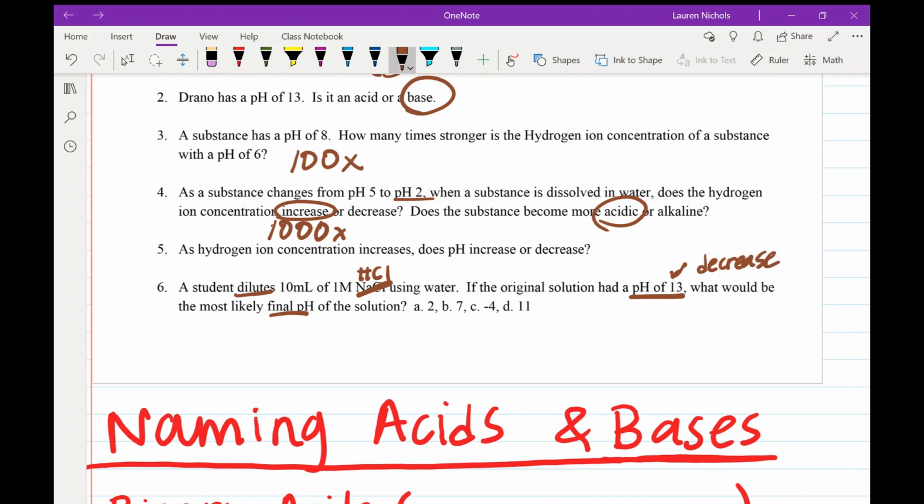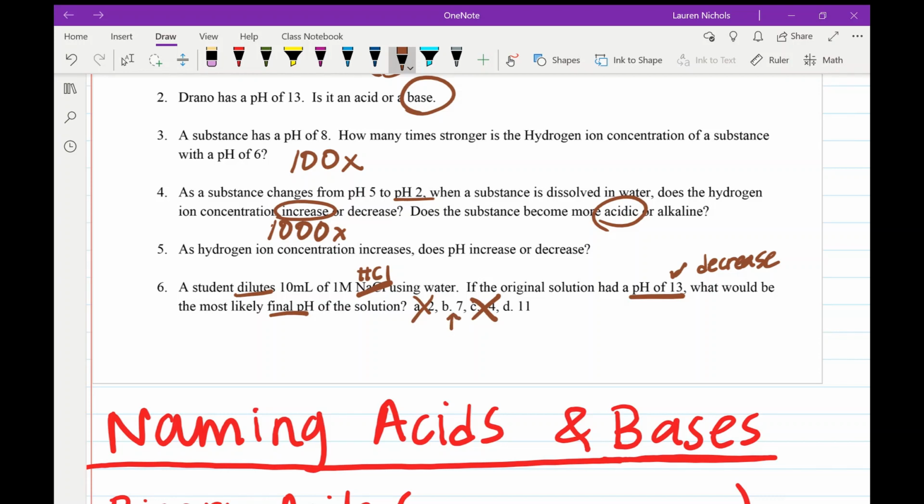Now, we can also see that all of our options, A, B, C, and D, have decreased. C is not a possible answer because a pH of -4 is not going to be our thing. Although technically I have seen something with a -1, but there's no way that adding water is going to make something jump from a pH of 13 to below 7, which is also why a pH of 2 is also not an option. That would be an extremely strong acid. Adding water does not do that to something.